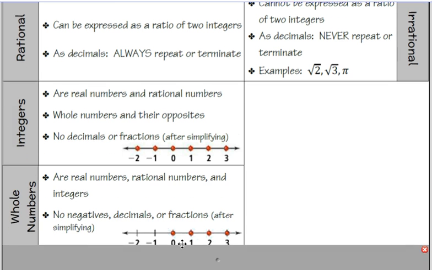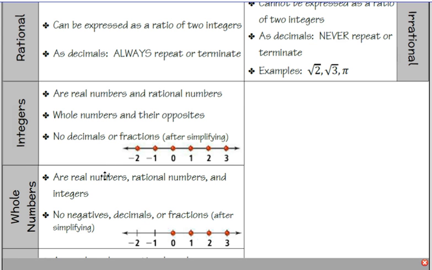So when we talk about whole numbers, they are real numbers, they are rational numbers, and they are integers. So whole numbers encompass all of those other subsets. So when we are talking about whole numbers, we cannot have any negatives, no decimals, and no fractions once we simplify. So we can compare here the number line between integers and the number line of whole numbers. When we restrict going down to the whole numbers, it takes away those negatives. But we are still including the 0, the 1, the 2, and the 3 going on to positive infinity.